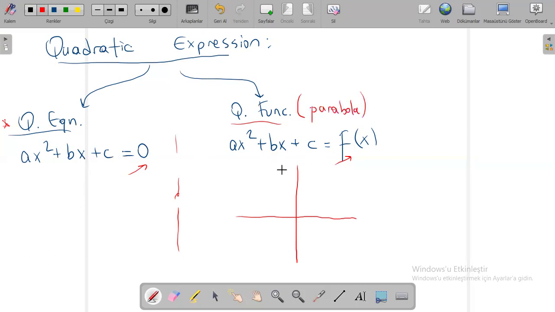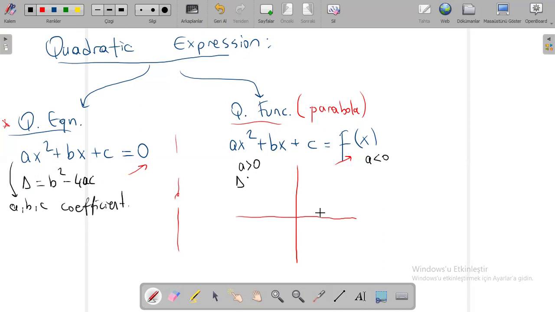When we draw this quadratic function in xy coordinate plane, we have three possibilities according to the value of a and according to the value of delta. What is delta? Delta is b squared minus 4ac, where a, b, c are the coefficients of the quadratic equation given here. So let's go back to our graph.